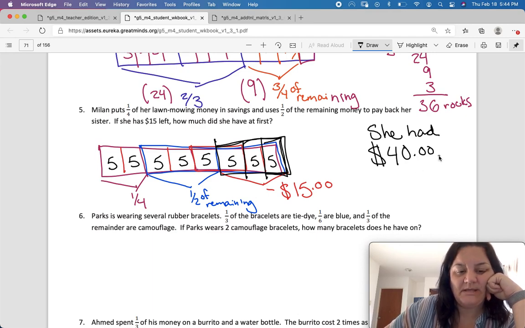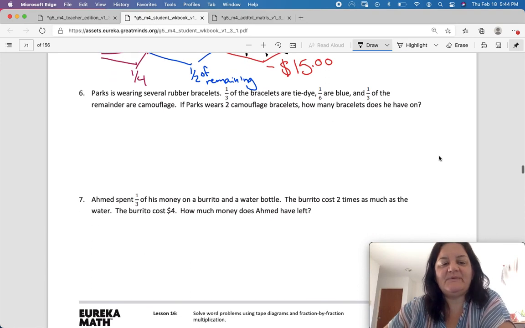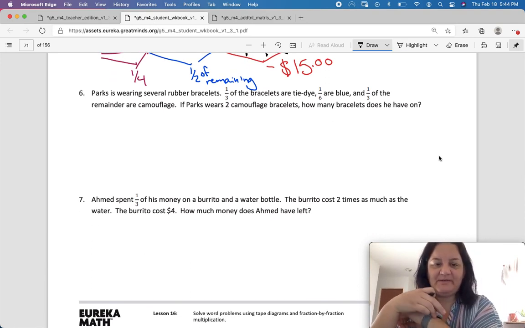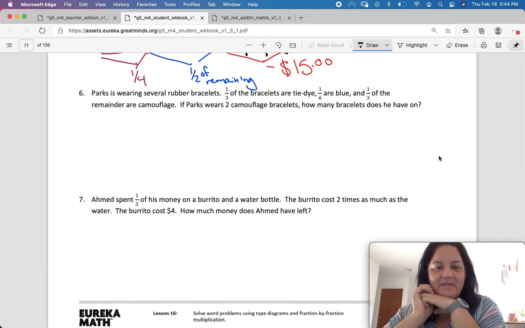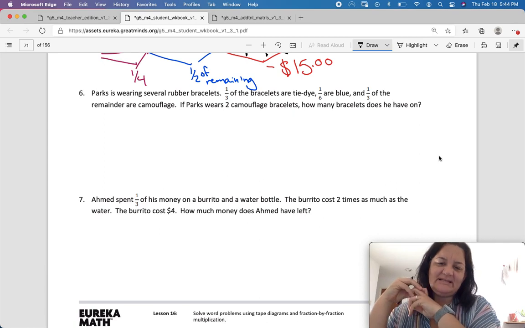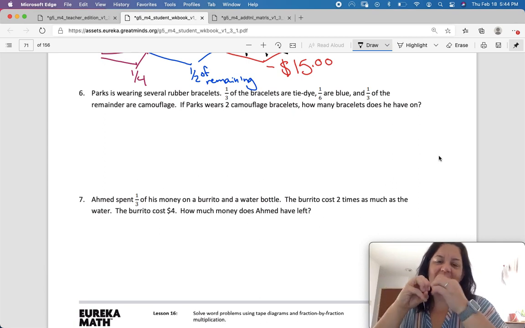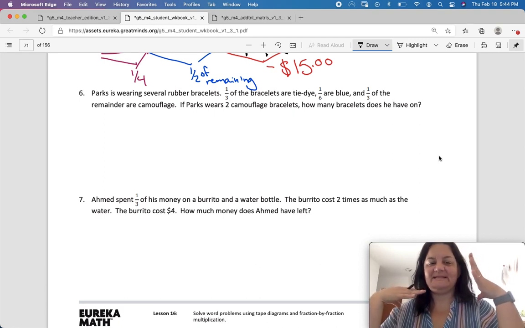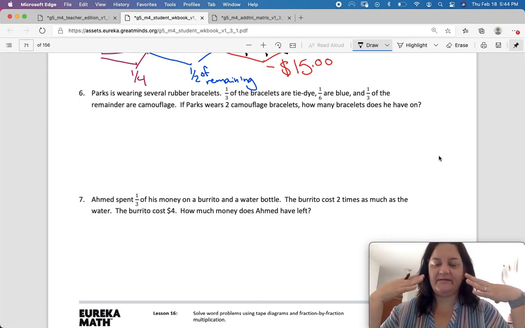Good. Number 6. Parks is wearing several rubber bracelets. Oh, that was really popular when I was a kid. 1/3 of the bracelets are tie-dye. Do you know what tie-dye looks like? It's where they use dye and your shirt can be all different colors. 1/6 are blue and 1/3 of the remainder are camouflage. Do you know what camouflage is? That's like hunting colors, like military colors.